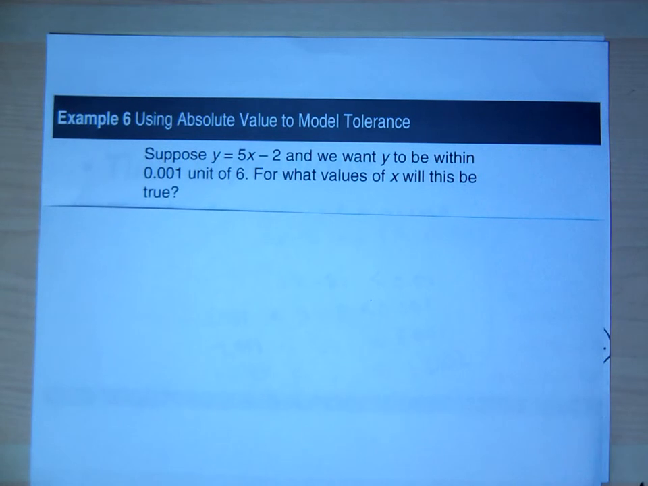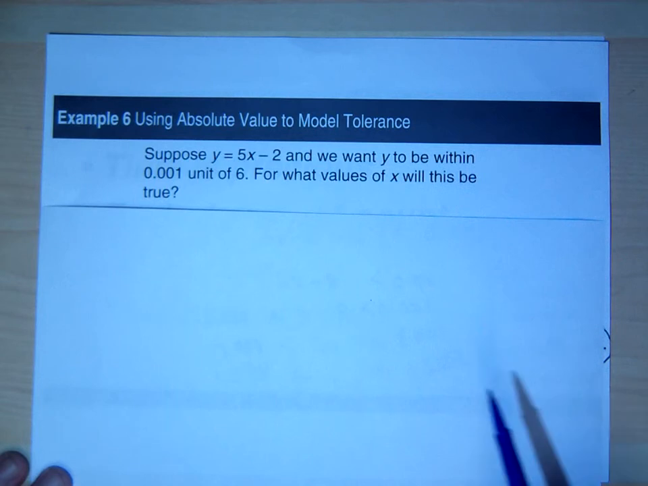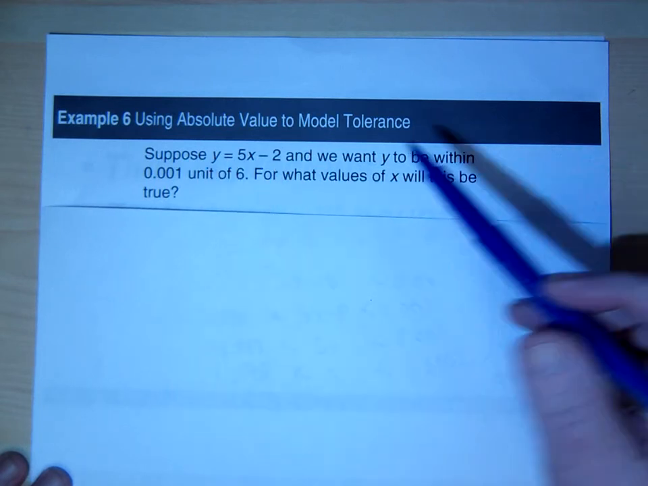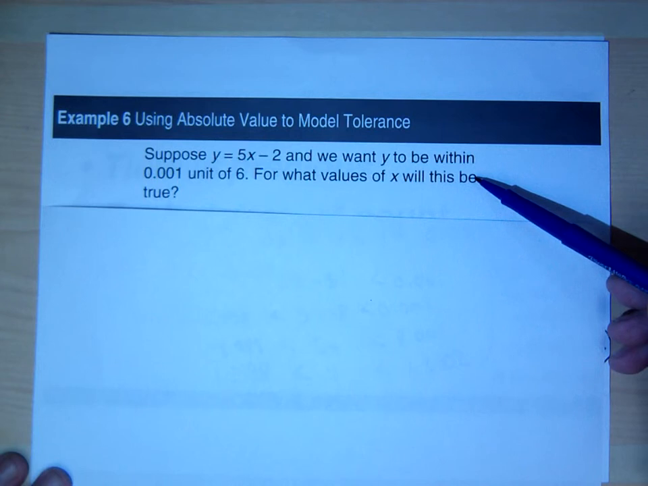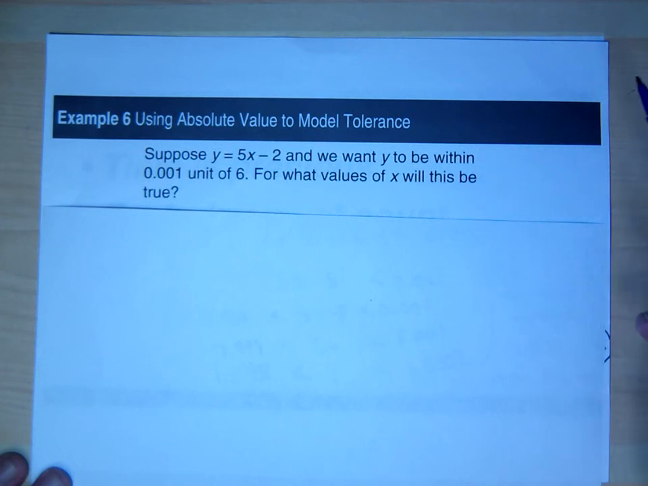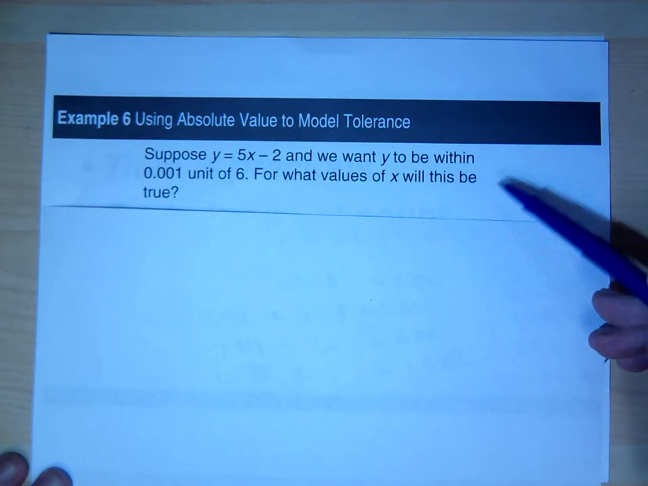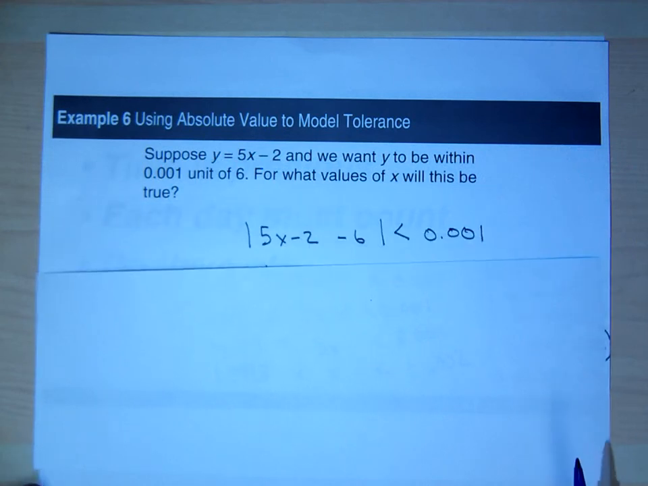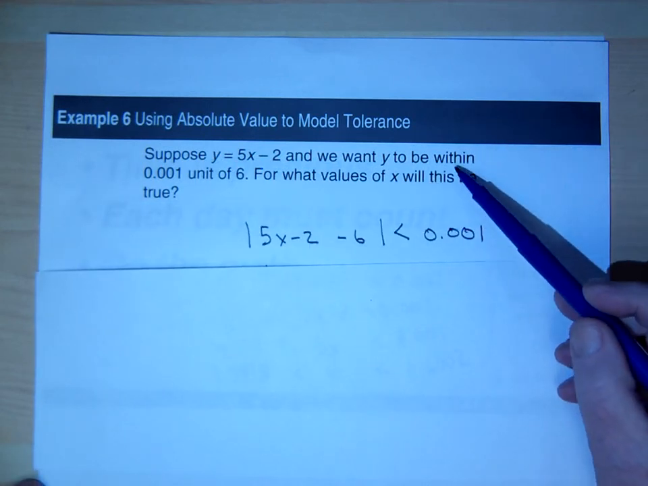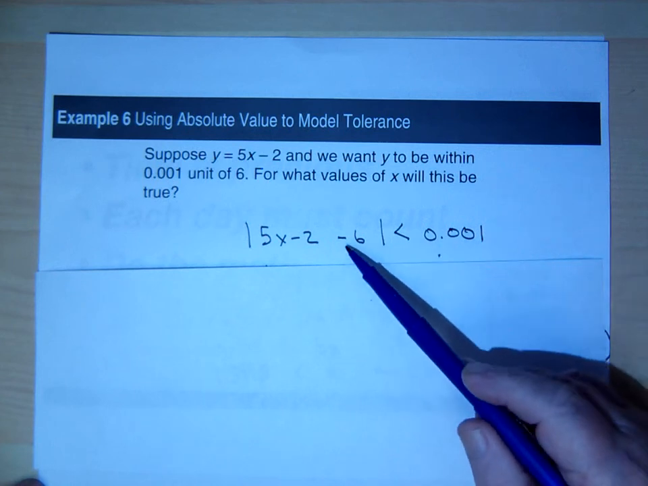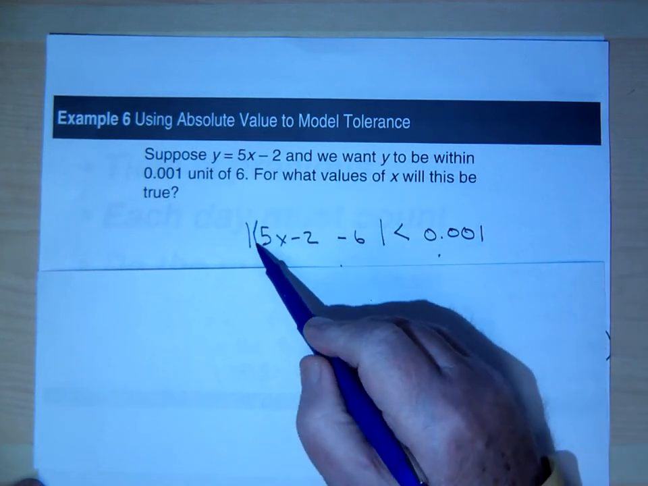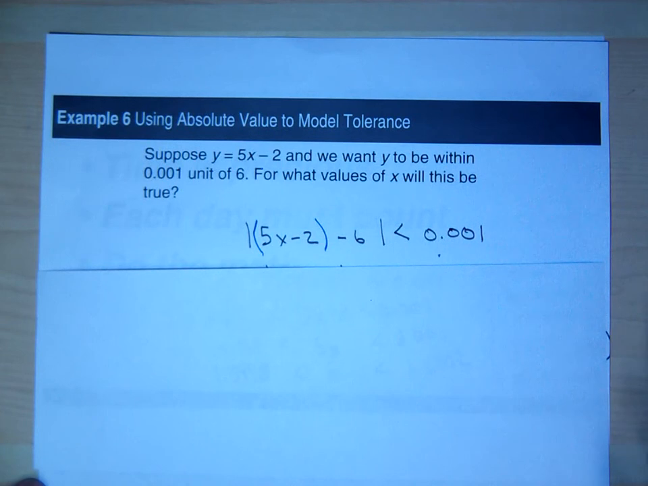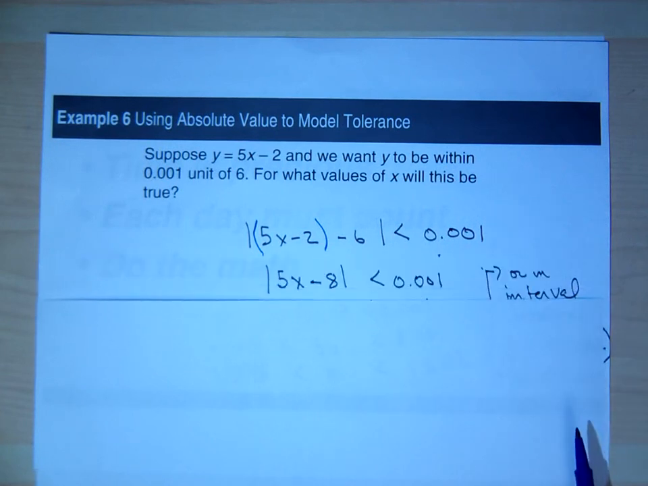So suppose that we have y equal to 5x minus 2, and we want y to be within, let's see, that is tenths, hundredths, thousandths, 1/1000th unit of 6. So what values of x will do this? We do this a lot in calculus with the epsilon delta proofs. So we start with these words, we want to be within that distance of 6. So we set up that absolute value, but now we can simplify this.